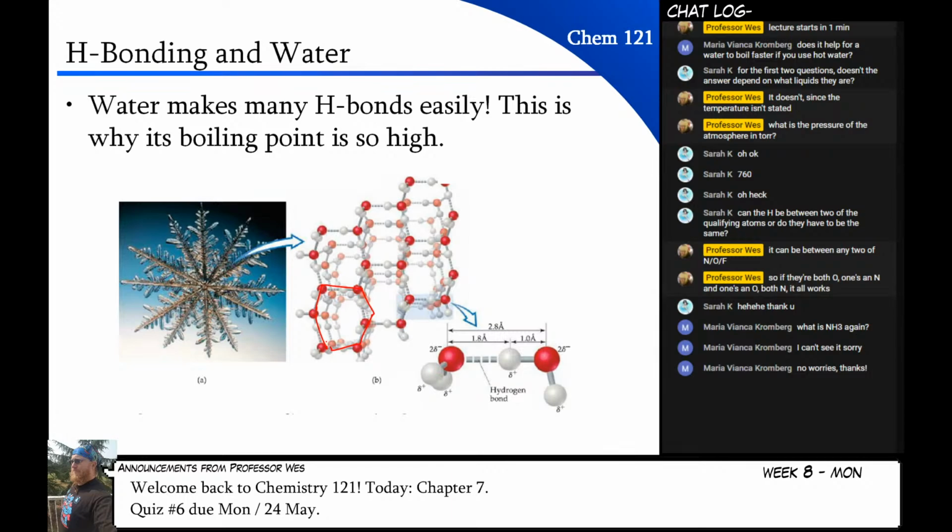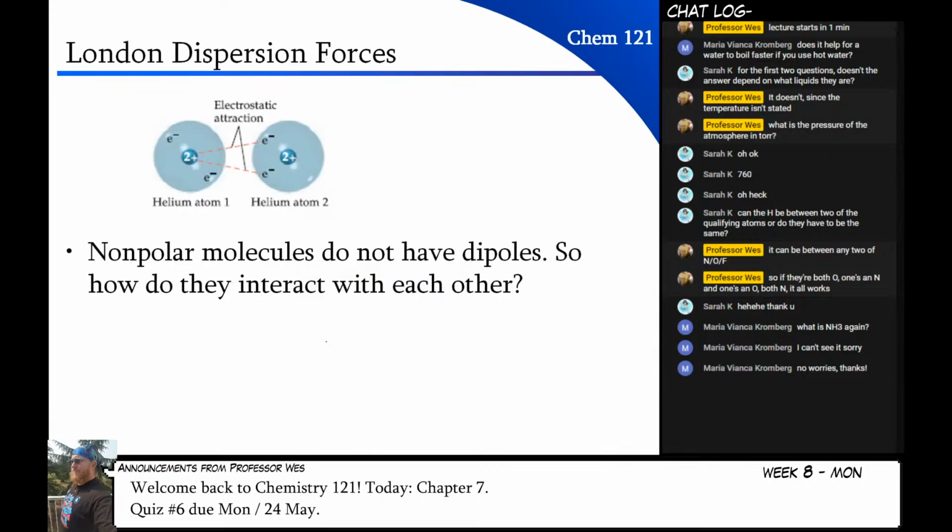What happens for an intermolecular force if none of these things are present? You don't have a polar bond. You don't have a hydrogen bond, certainly. What options are available? Is there anything that makes molecules stick together? And it turns out that there actually is a mechanism by which molecules can stick to each other if they don't have dipoles.